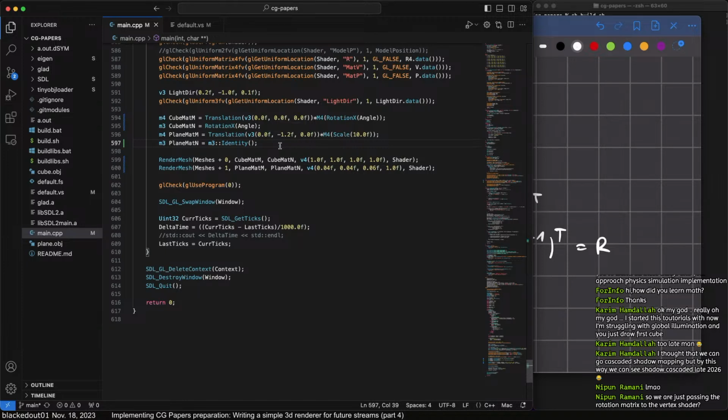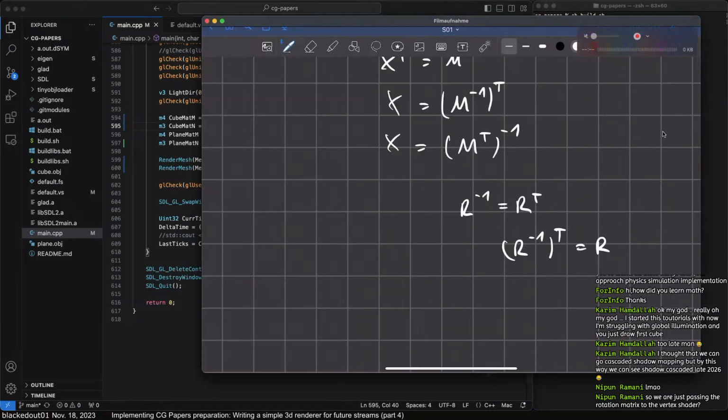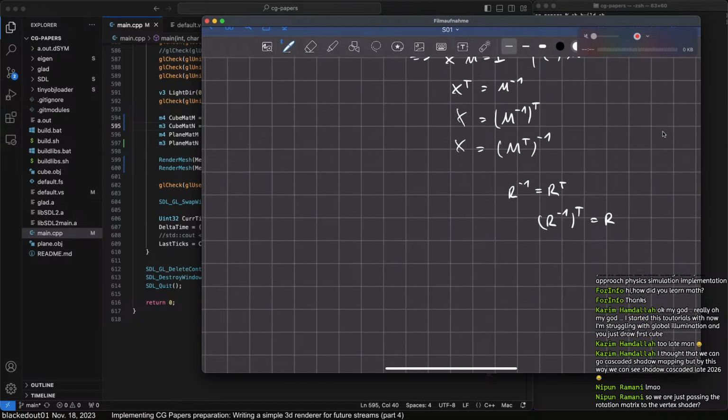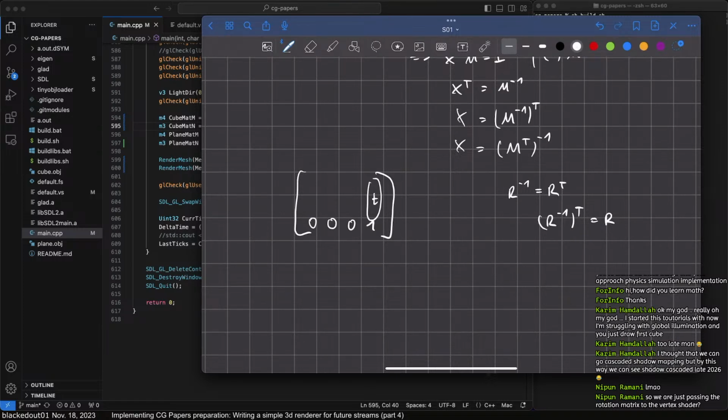Yes, so in this case, it's just a rotation matrix. In general, the model matrix, the last row is always like this. Here's the translation vector of the model matrix, and here is the 3x3 part. And so to compute the normal matrix, you would just use this 3x3 part, and invert it and transpose it.